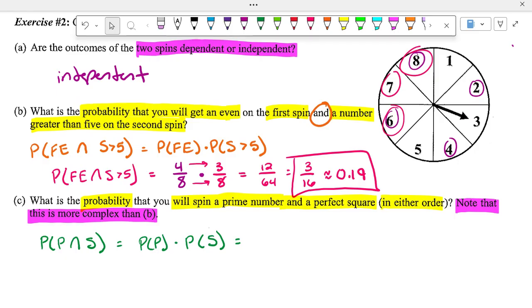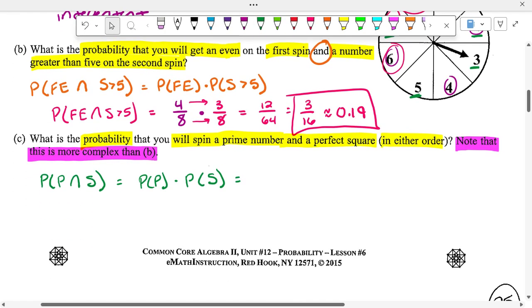1's not prime, 3's prime, 5's prime, 7, and there's one more. I'll give you a hint. It's a number that you don't think it would be. 2. 2 is technically prime. It's the only even number that's prime. So there's 4 outcomes. So we've got a 4 out of 8 chance of it being prime.